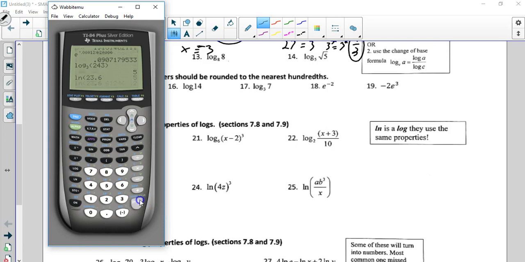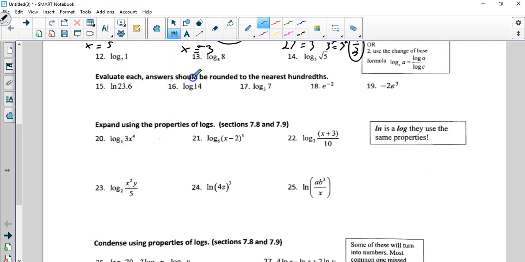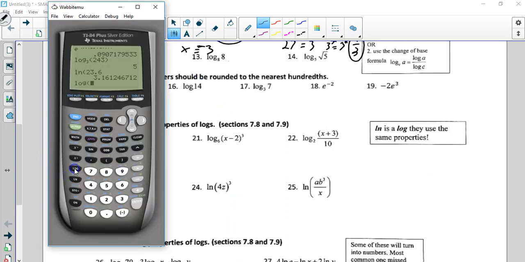23.6. Enter, and there's your answer. It says round to the nearest hundredths, so 3.16. Log 14. Again, just pull up your calculator, hit the log button, not log base, just log. That's 14. Enter. And there you go, 1.146.